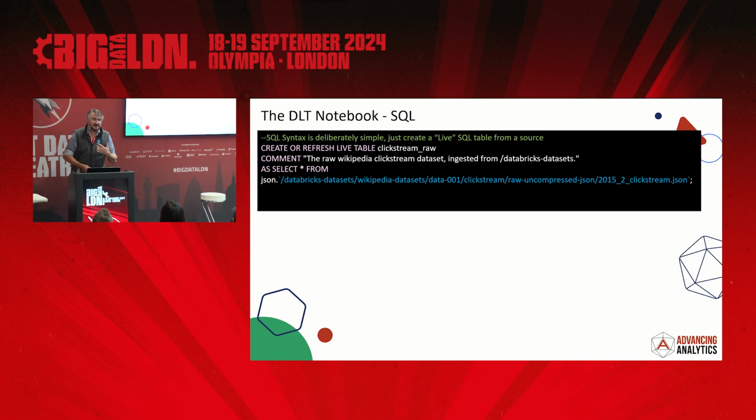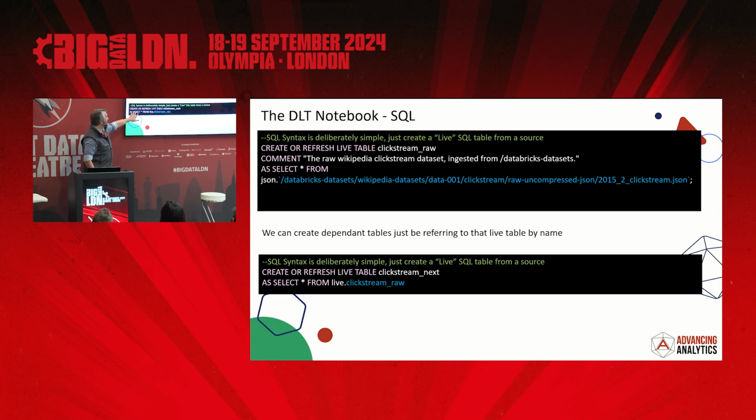So we can actually do some basic things. I can then create a table called my next table that's referring to my original table. Just from the fact that I've referred to the name of another table, Delta Live Tables works out the dependency between those two. It knows it needs to process that one first, then the next one.